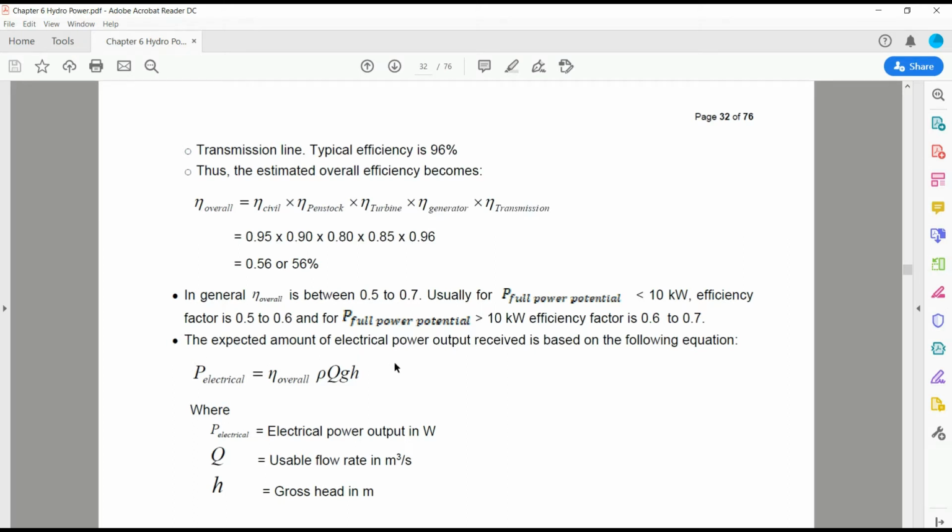So the expected amount of electrical power output received is based on the following equation. P electrical equals overall efficiency, which accounts for all the losses, multiplied with rho Q g H. This is the same thing that we learned before. Rho is the density of water. Q is the usable flow rate in cubic meter per second. g is gravitational acceleration, 9.81, and H is the head in meter.